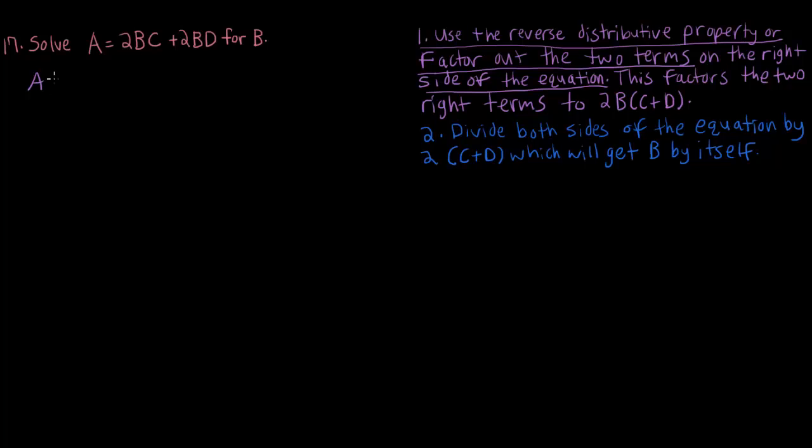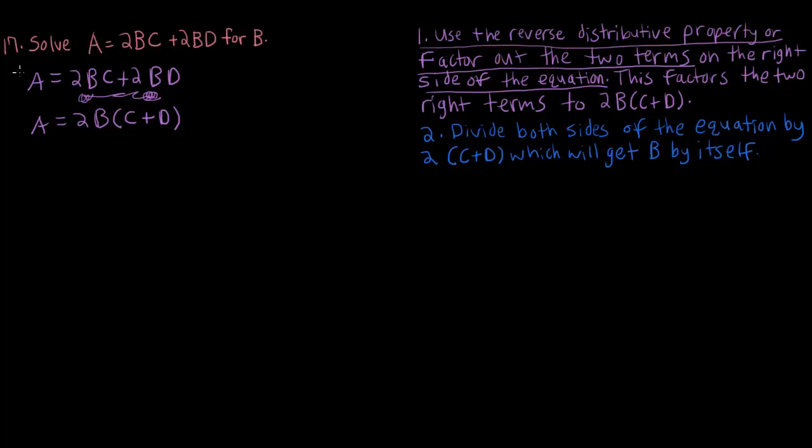So let's rewrite the problem. A equals 2 capital B capital C plus 2 capital B capital D. Alright, now we want to factor out these two terms on the right side, 2bc and plus 2bd. Now both of these terms have a 2b in them, so we can factor that out. So you have A equals 2B times, in parentheses, capital C plus capital D.